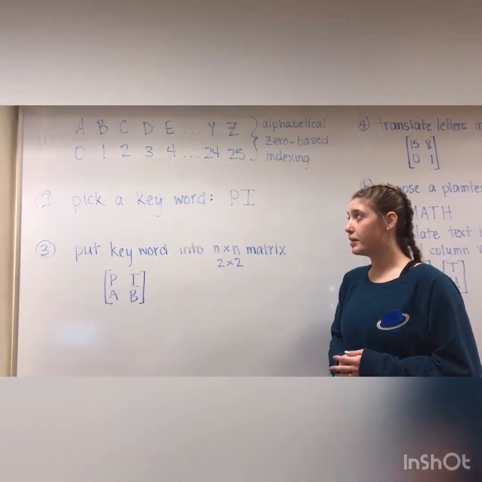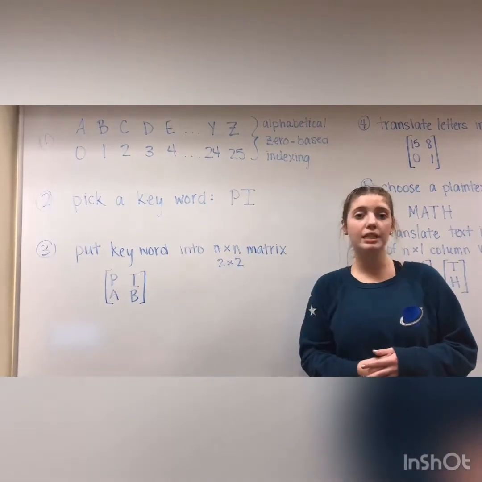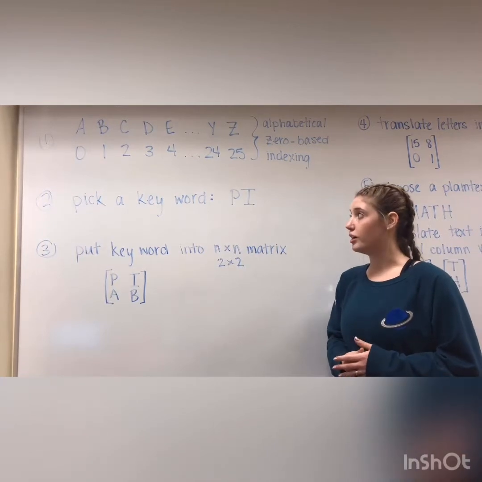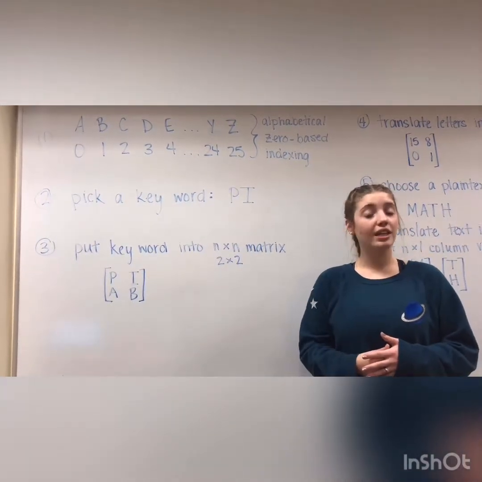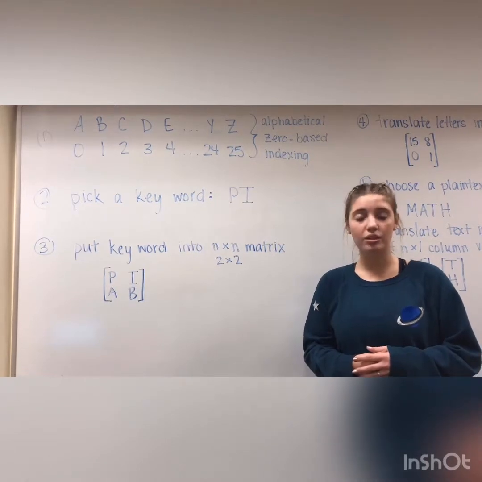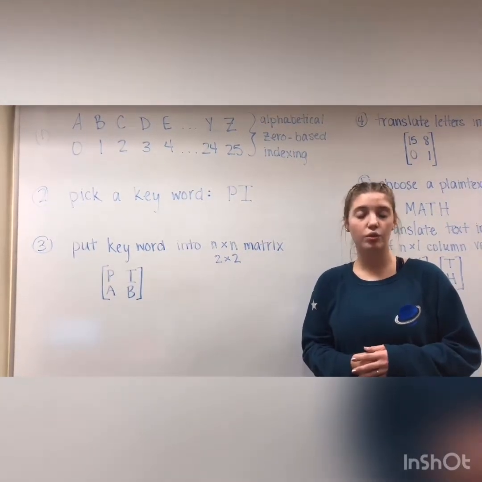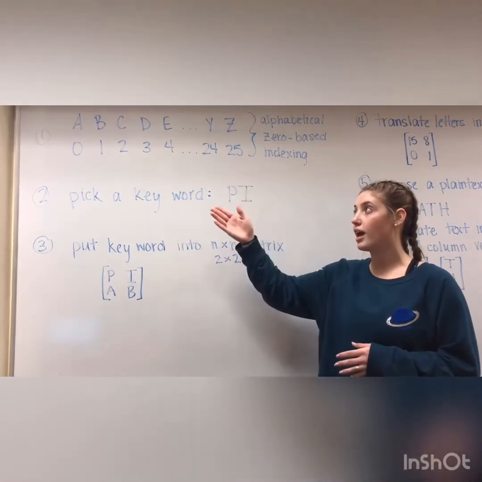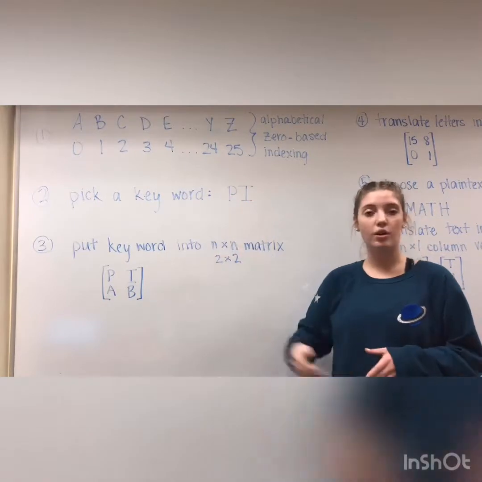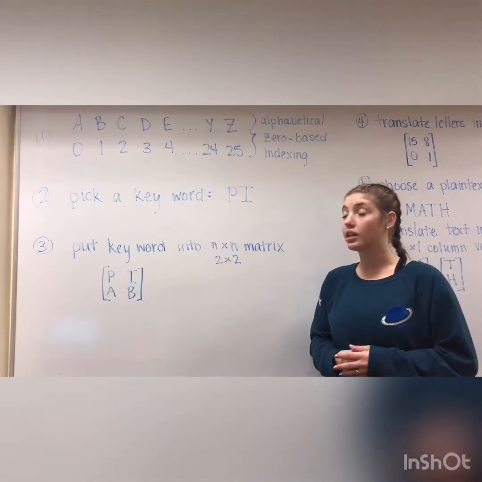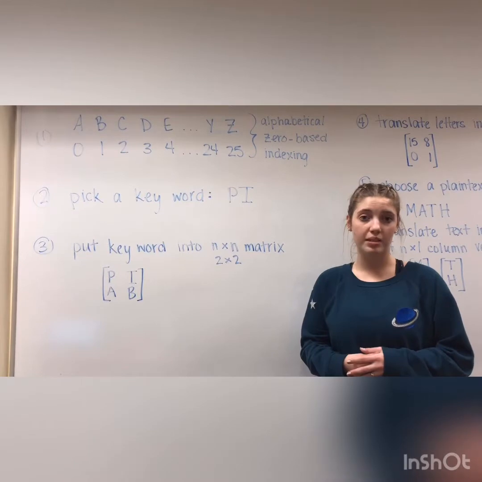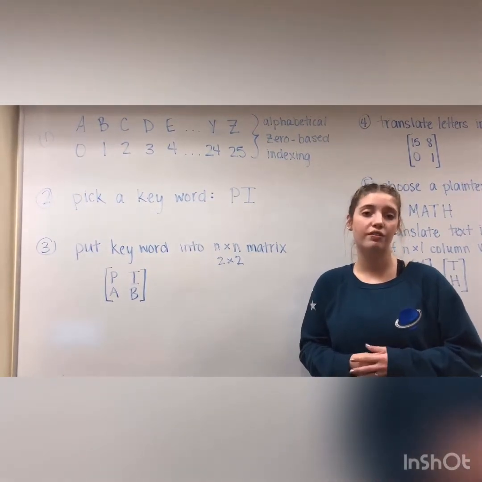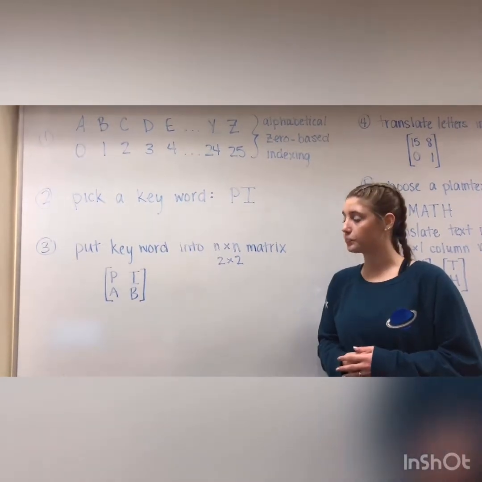Our next step is to pick a keyword. For our particular example, our keyword is going to be pi. If your keyword's length is less than the total number of elements in the matrix that you will be using, you are going to have to add on extra letters, starting with A, then B, then C, and so on and so forth. If your keyword is longer than the total number of elements in the matrix you're using, then you will have to cut off that keyword to fit into your matrix.